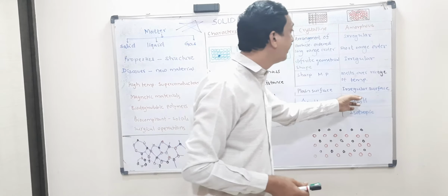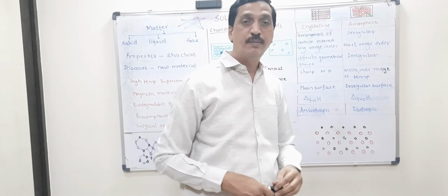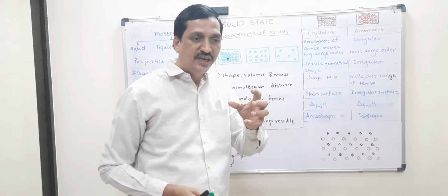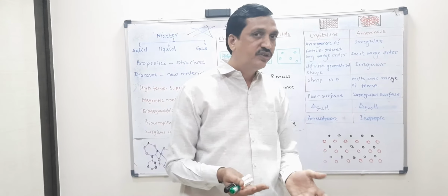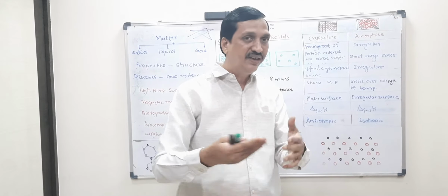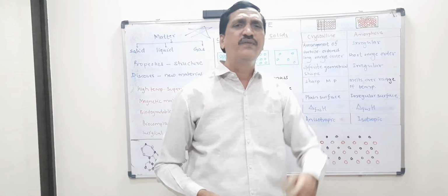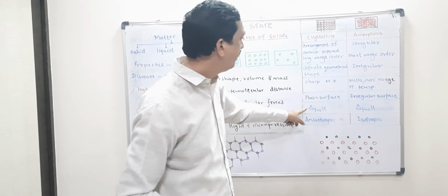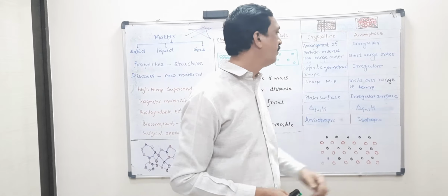But it is not fixed in the case of amorphous substances. The amount of heat which is required to fuse it will vary. It will be different values. So crystalline substances have the definite enthalpy of fusion, and amorphous substances do not have a definite enthalpy of fusion.